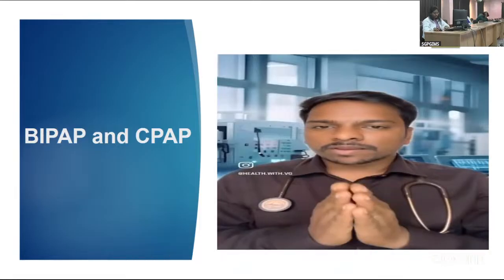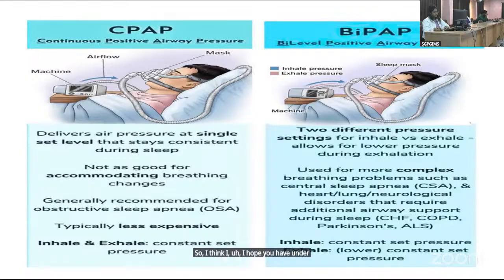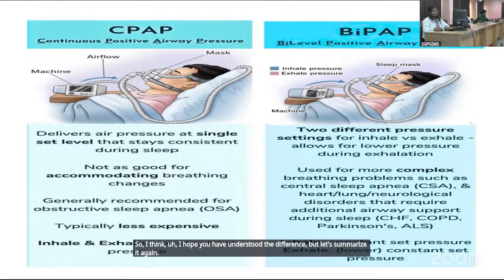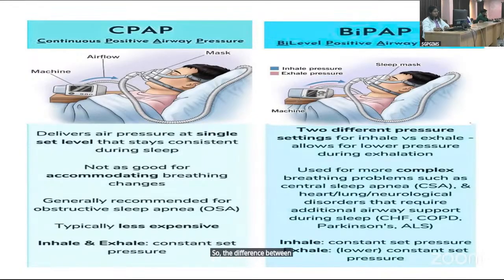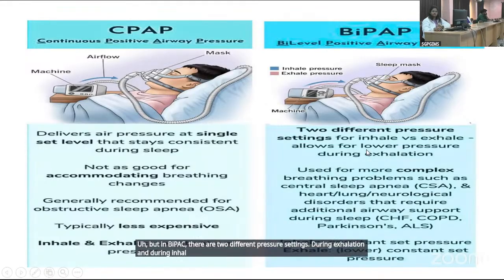I hope you have understood the difference, but let's summarize it again. The difference between CPAP and BiPAP: in CPAP, there is a single set level. But in BiPAP, there are two different pressure settings, during exhalation and during inhalation, and those are different.